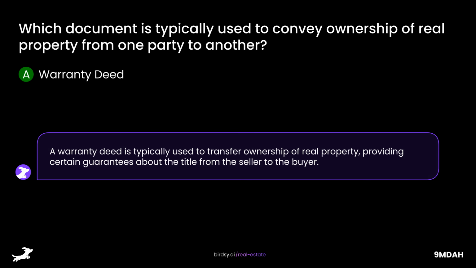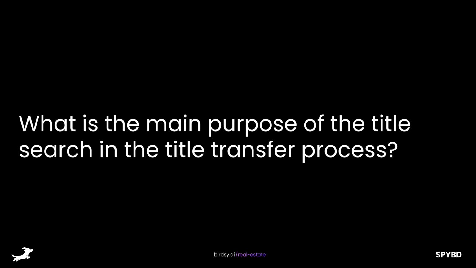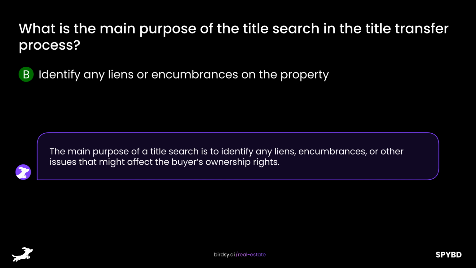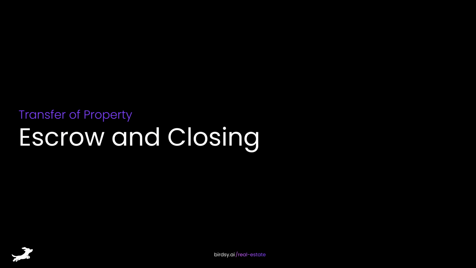What is the main purpose of the title search in the title transfer process? Is it A, determine the property's market value, B, identify any liens or encumbrances on the property, C, ensure the property is in good physical condition, or D, negotiate the terms of the sale? The answer is B, identify any liens or encumbrances on the property. The main purpose of a title search is to identify any liens, encumbrances, or other issues that might affect the buyer's ownership rights.